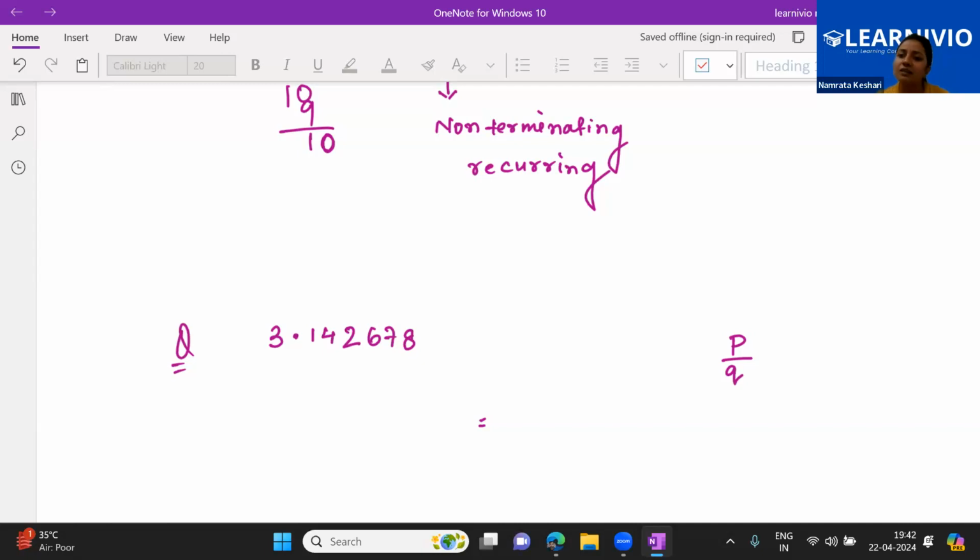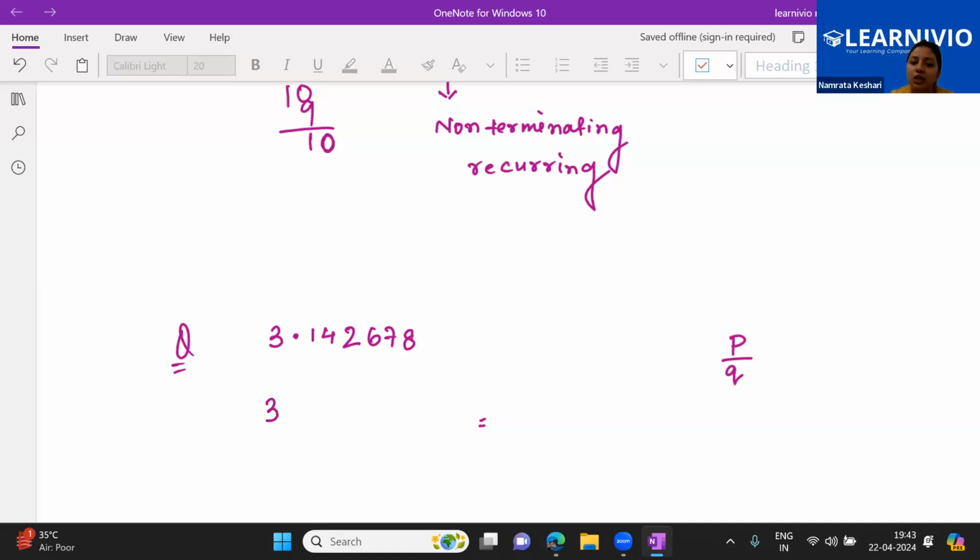Just remove the decimal, write the number, and wherever the decimal is, that gives 1, and after that, whatever the number of digits, that many zeros we have to place. Do you know that, Samya and Saad? Yes, ma'am. If 2.5 is there, it will be 25 by 10. If 3.67 is there, it will be 367 by 100. So if we can apply that concept to smaller terminating decimal numbers, we can apply it here also. Even if the number has so many digits, we will apply the same logic.